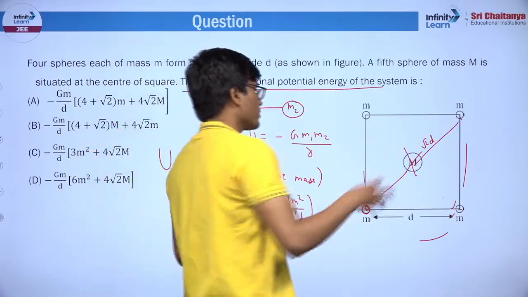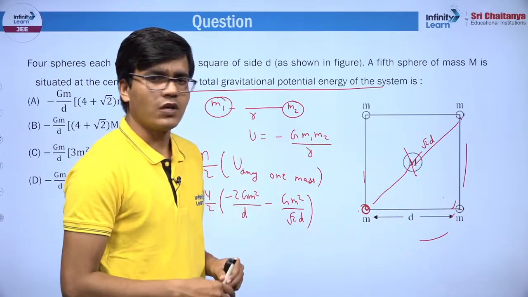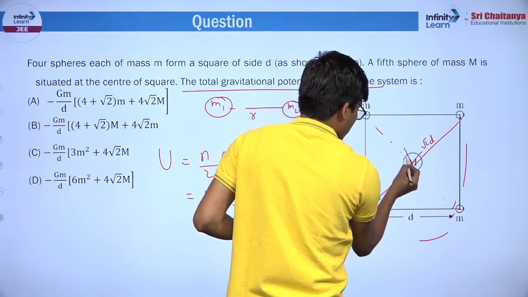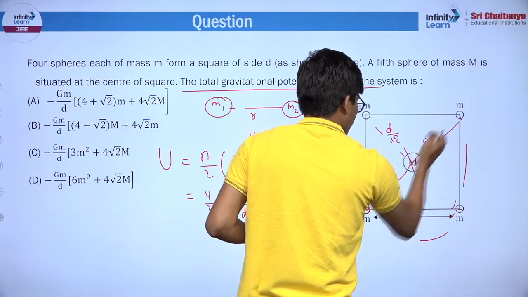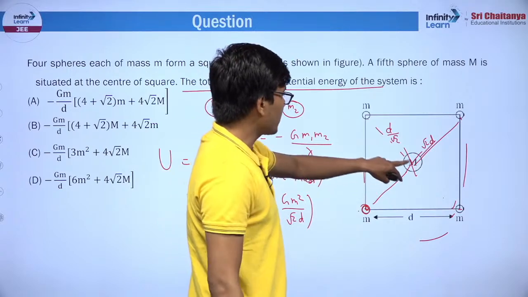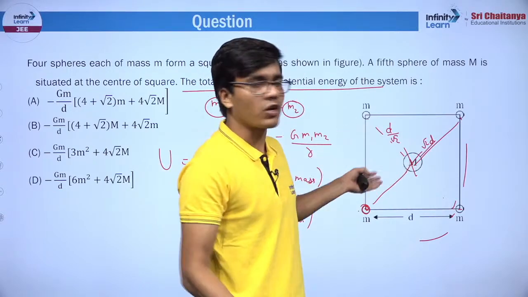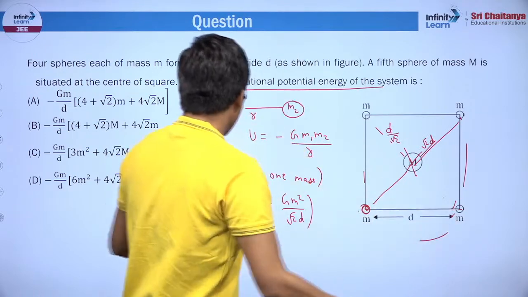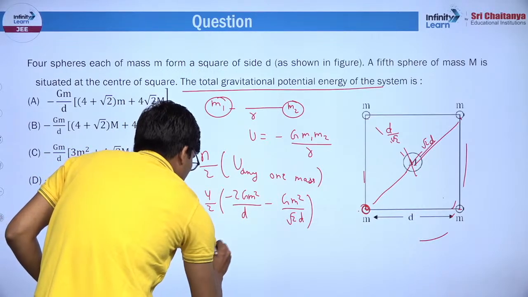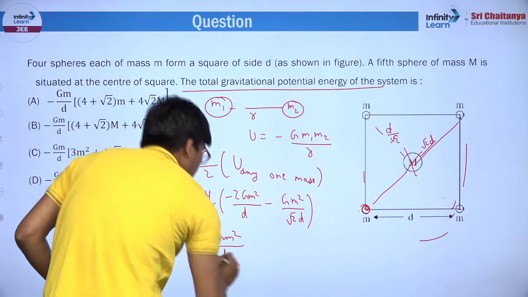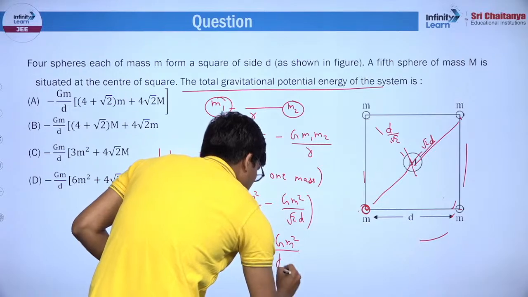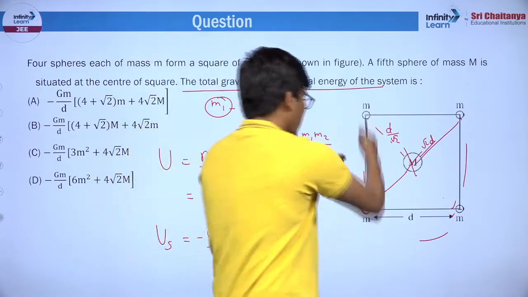Now I have introduced a 5th particle also here. Okay, no worries. Due to these interactions, if the total distance is root 2 d, this distance will be half of it, that means d by root 2. By symmetry, the product of masses is capital M into small m, and the distances are also the same. So for the potential energy of the system, this expression, that is minus 4 G m square by d and minus 2 root 2 G m square by d, is the interaction potential energy of all the 4.